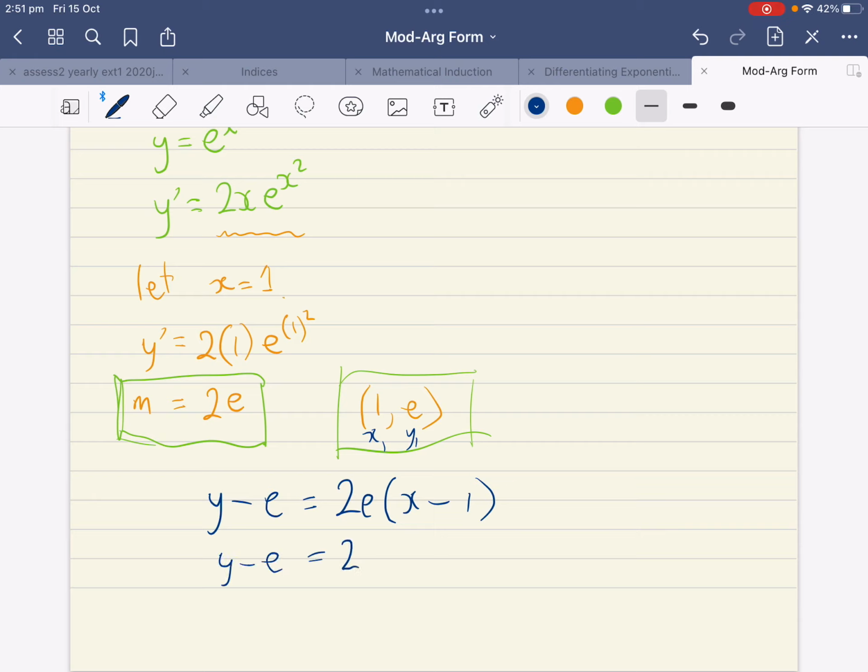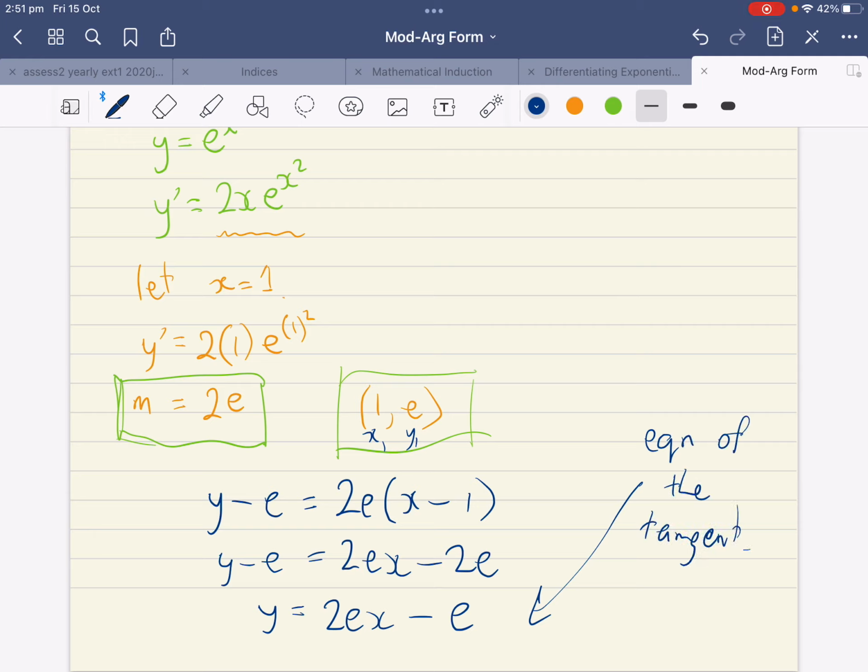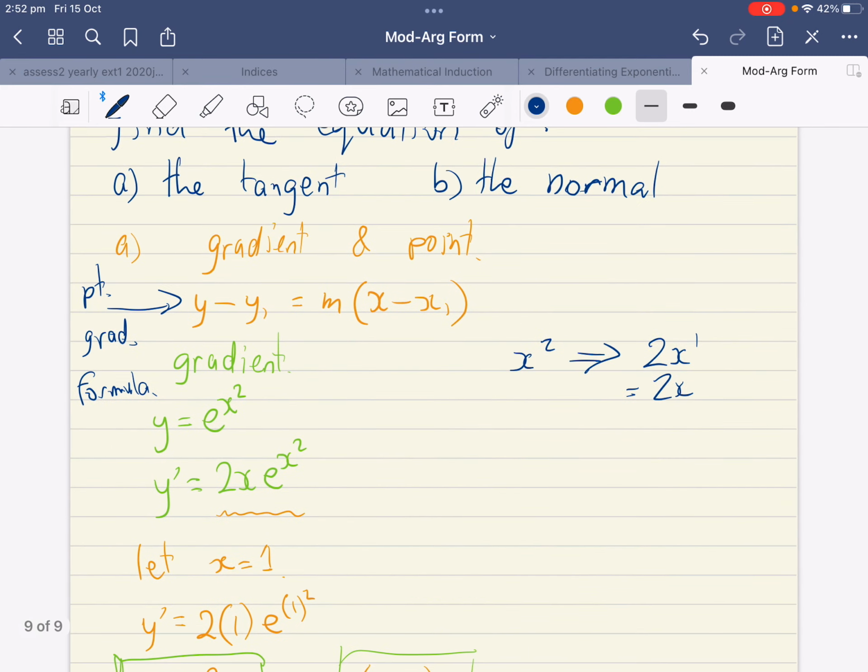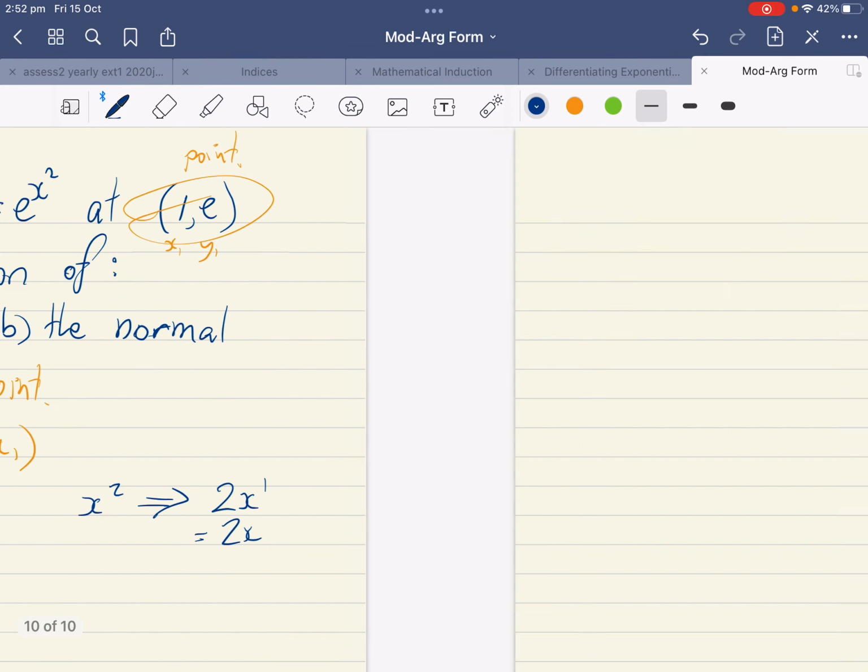I'm just going to expand out the brackets. Take this negative e across. So you have minus 2 lots of e plus another e. That takes you up to just a minus 1e, in other words, just e. And this here is your equation. That there is the equation of the tangent. So that's part A done. That's how we find the equation of the tangent. Part B is actually going to be just as easy. It's asking us to find the equation of the normal.